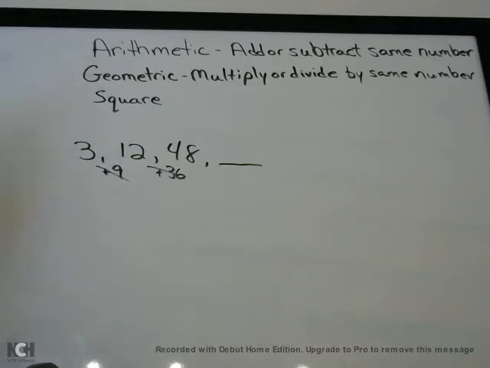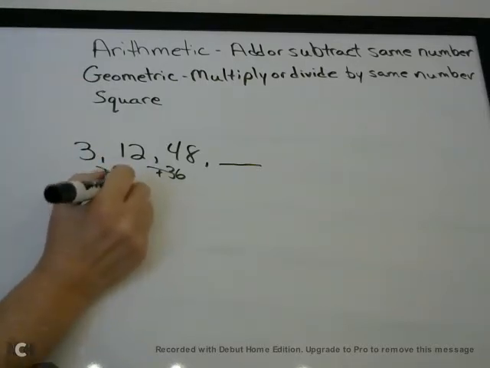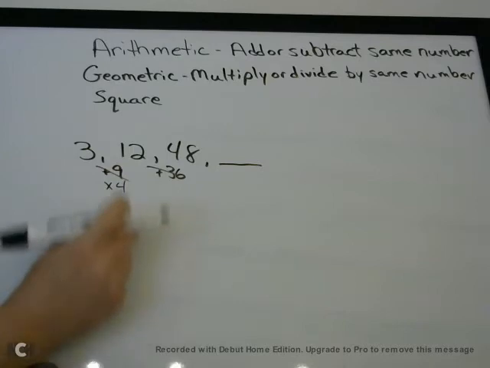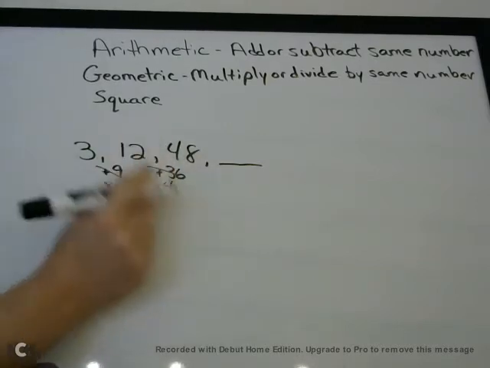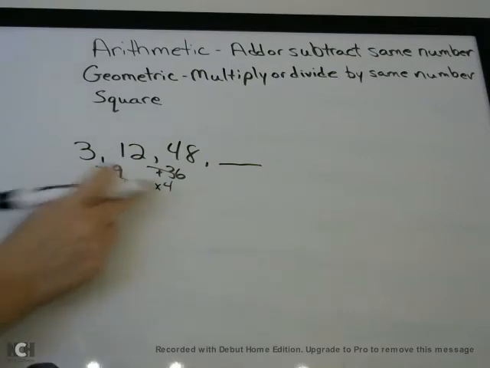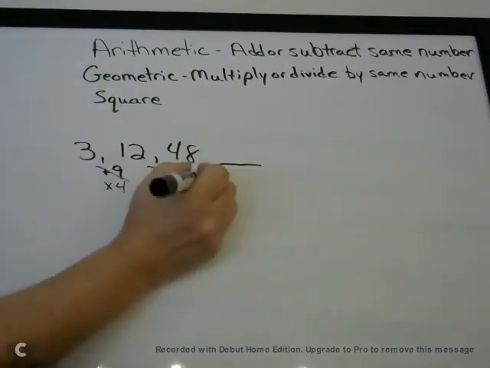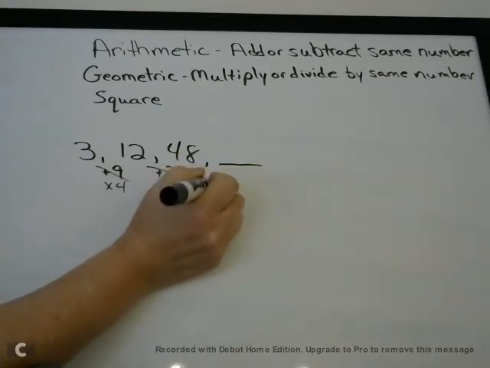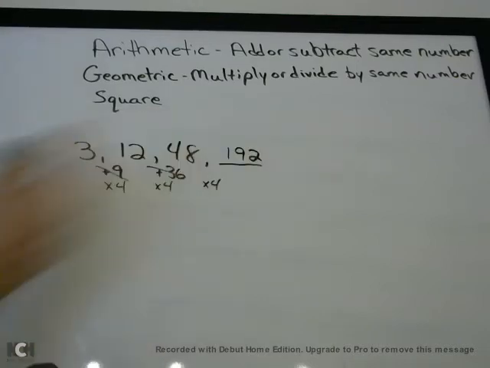So next we look, is it a geometric sequence? Are they just multiplying or dividing by the same number? To get from 3 to 12, we have to multiply by 4. 3 times 4 is 12. To get from 12 to 48, you multiply by 4. 12 times 4 is 48. These are the same, so we have a geometric sequence. Now all we do is multiply by 4. 48 times 4 is 192, so that would be the next number.